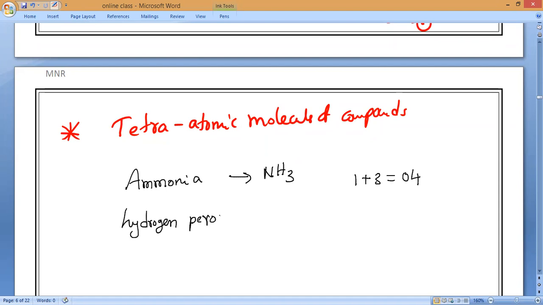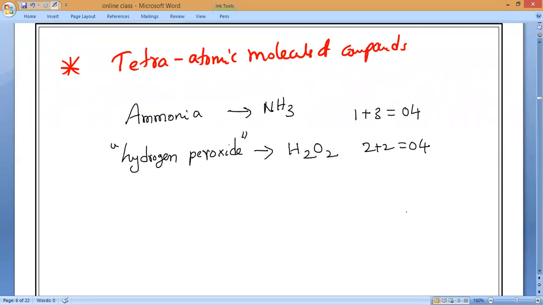Hydrogen peroxide is very important in higher classes also. Many of your Tamil Nadu government exams will ask you this chemical name. H2O2 is hydrogen peroxide. Check it here: 2 plus 2 equals 4. Understand, all of you?